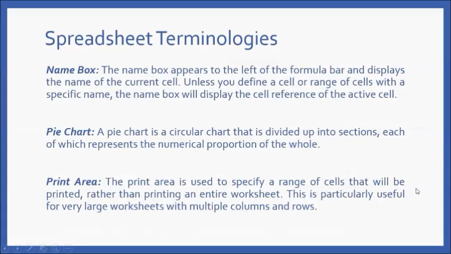Name box appears to the left of the formula bar and displays the name of the current cell. Unless you define a cell or range of cells with a specific name, the name box will display the cell reference of the active cell. Pie chart is a circular chart that is divided up into sections, each of which represents the numeric proportion of the whole. Print area is used to specify a range of cells that will be printed rather than printing an entire worksheet. So this is particularly useful for very large worksheets with multiple columns and rows.